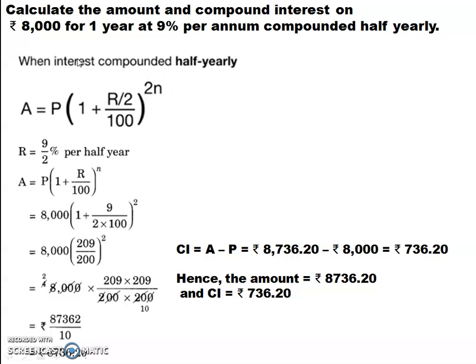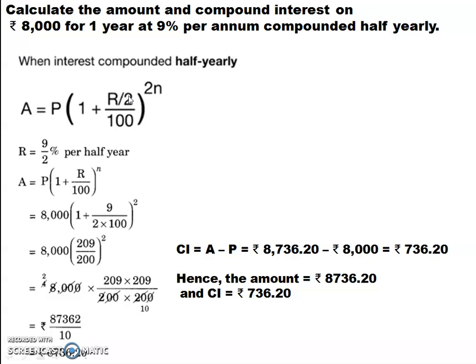So here principal is 8,000, number of years is 1 and rate of interest is 9. When you substitute in this equation, P is 8,000, R is 9, that is 9 by 2, and N is 1, so you will multiply it with 2. 2 into 1, 2. So let's see how you are going to substitute it: P 8,000, 1 plus R by 2. R by 2 means 9 by 2, by 100.